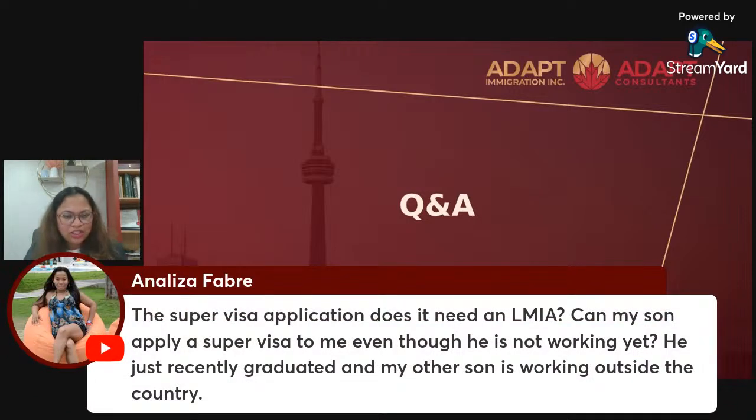Does the super visa application need an LMIA? Can my son apply for a super visa for me even though he's not working yet? He just recently graduated and my other son is working. The super visa is a temporary visa for parents and grandparents of PRs and Canadian citizens. It's got nothing to do with the LMIA.